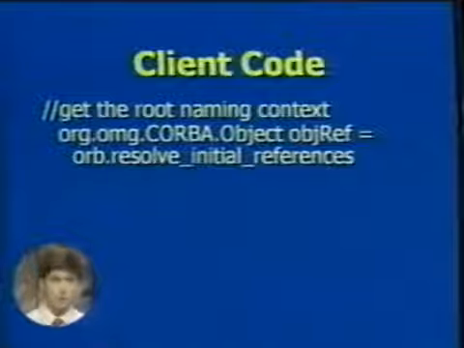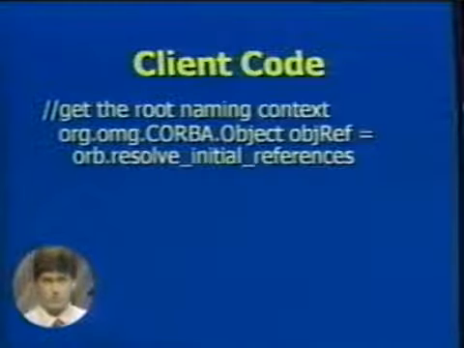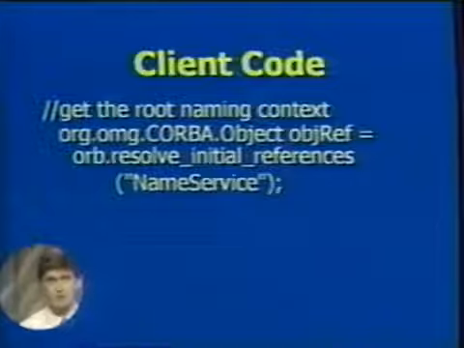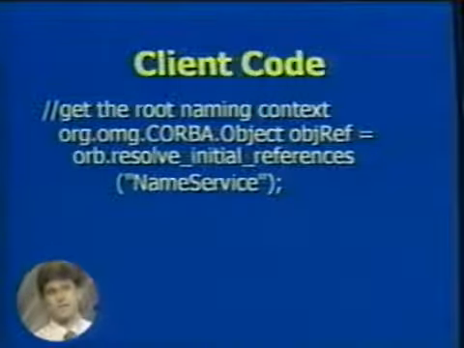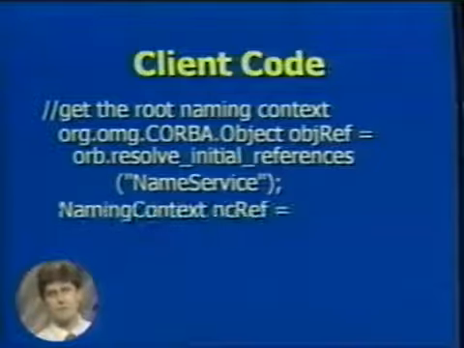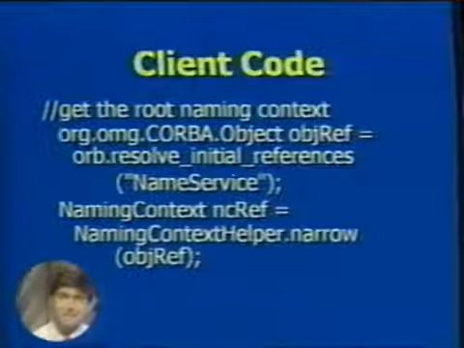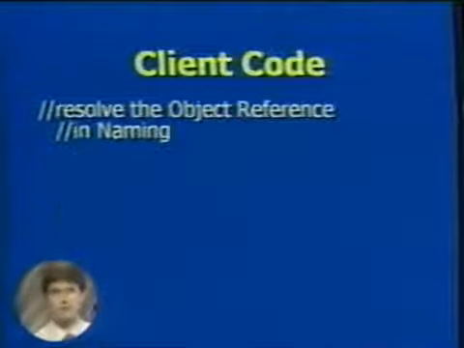So we're going to store that object ref in the objref variable name. We're going to pass it the same name service to our resolve initial references method call. We're going to take the return value of that, get the narrow reference to it, and store that in ncref. Finally, we're going to resolve the object reference using our naming class.